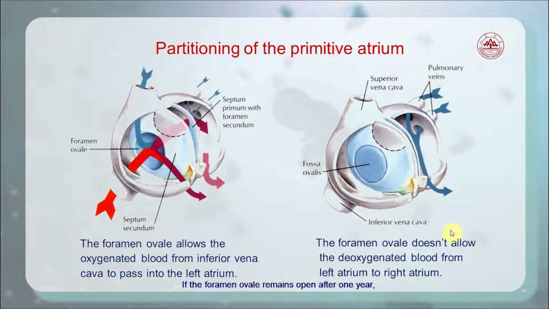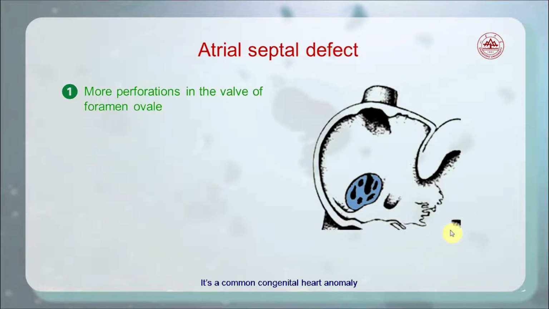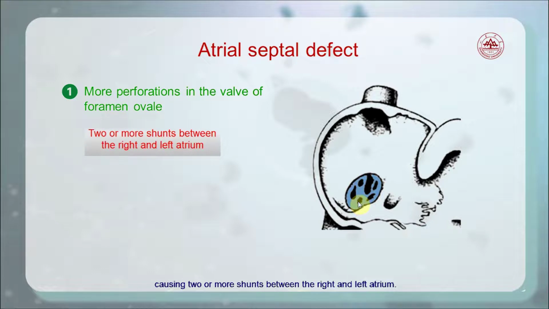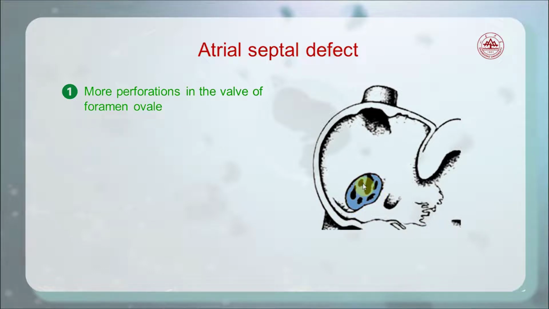If foramen ovale remains open after 1 year, this is a congenital heart disease called atrial septal defect. It's a common congenital heart anomaly and occurs more frequently in females than in males. And here shows more perforations in the valve of the foramen ovale during the formation of the foramen secundum, causing 2 or more shunts between the right and left atrium.